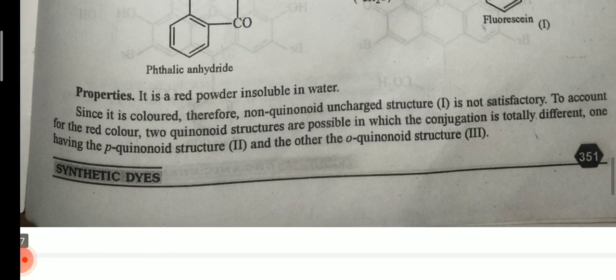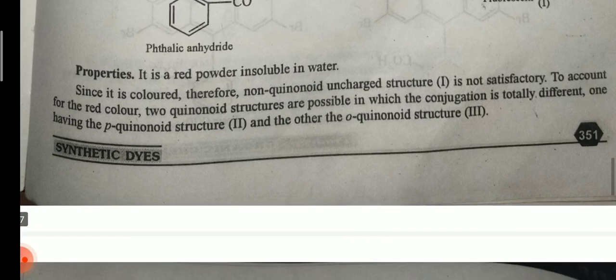Properties. It is a red powder insoluble in water. Since it is colored, therefore non-quinonoid uncharged structure 1 is not satisfactory. To account for the red color, 2 quinonoid structures are possible in which the conjugation is totally different. One having the para-quinonoid structure 2 and the other the ortho-quinonoid structure 3.